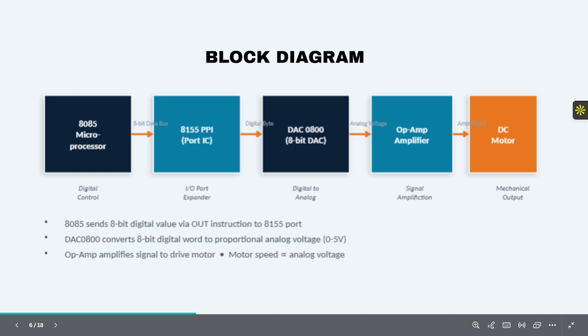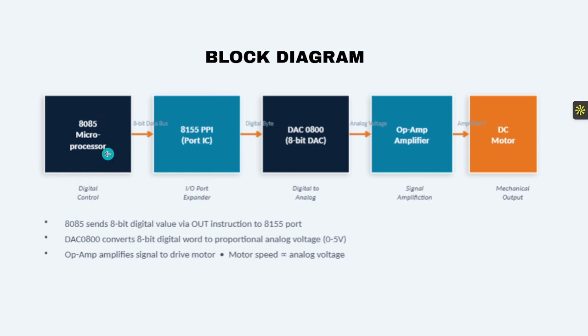Next is the block diagram. First is the 8085 microprocessor, which is the digital control. It sends 8-bit data to the 8255 PPI, the input output port expander. This sends the digital bits to the digital to analog converter, which generates the analog voltage that we give to the op amp. The op amp gives the amplified voltage to the DC motor, which gives us the mechanical output.